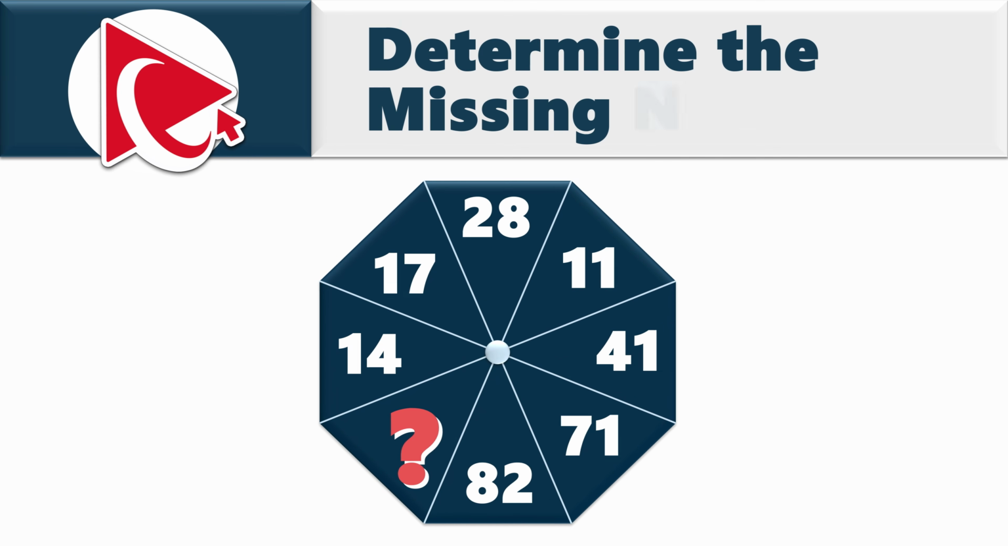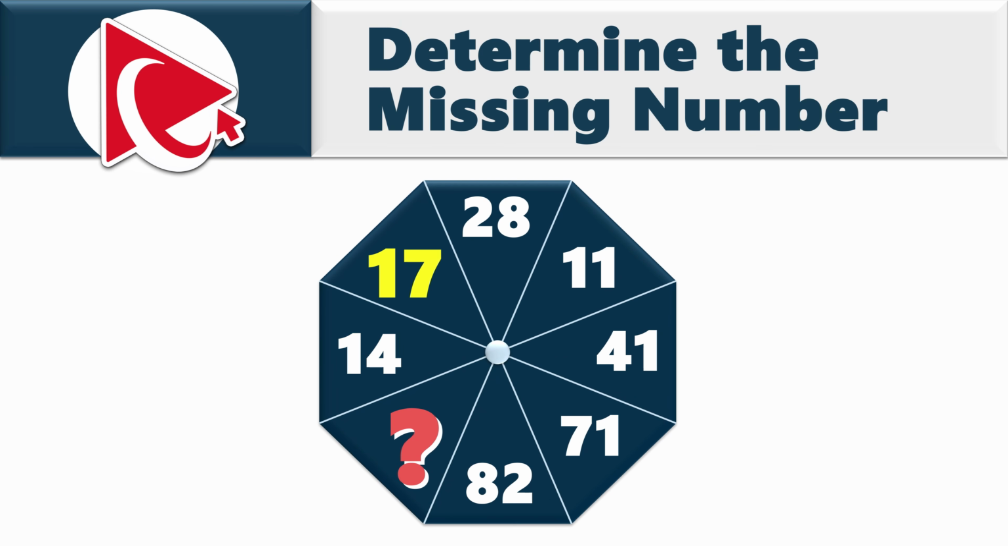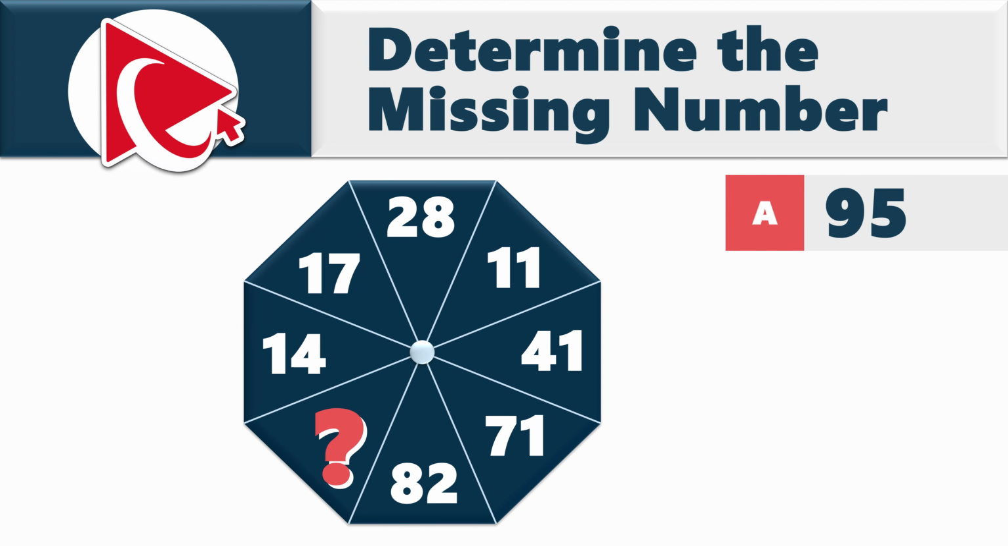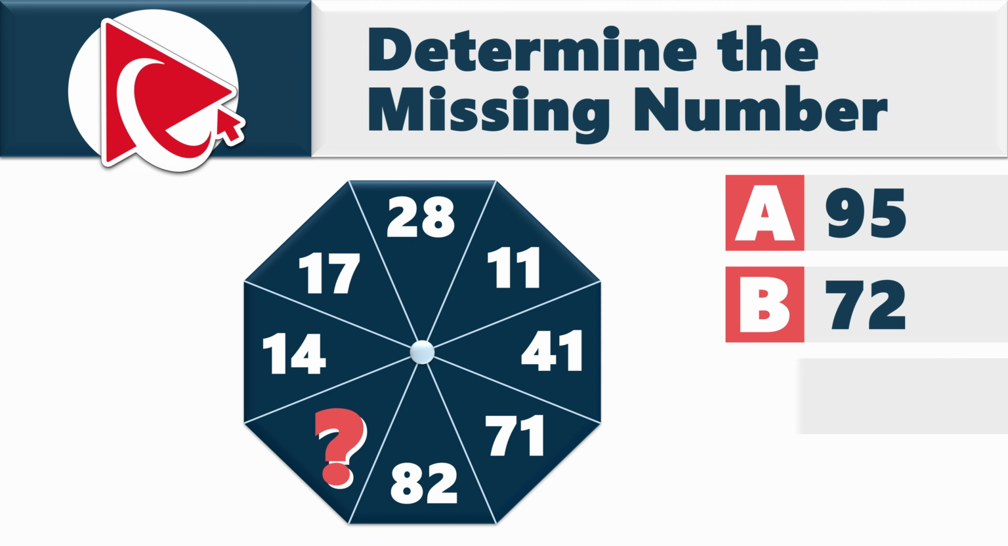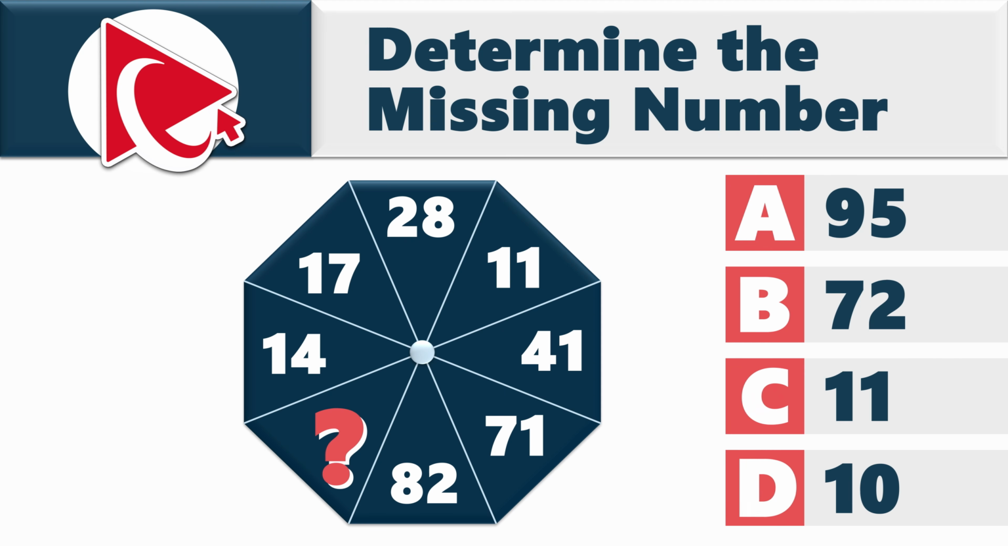You're presented with a sequence of numbers. The numbers are 14, 17, 28, 11, 41, 71, 82, and then comes the missing number, which you need to calculate and select out of 4 possible choices. Choice A, 95, choice B, 72, choice C, 11, and last but not least, choice D, 10. Take a close look to see if you can come up with the answer.